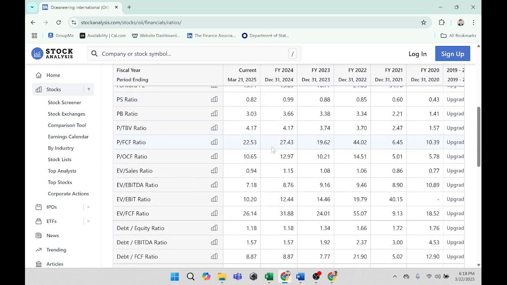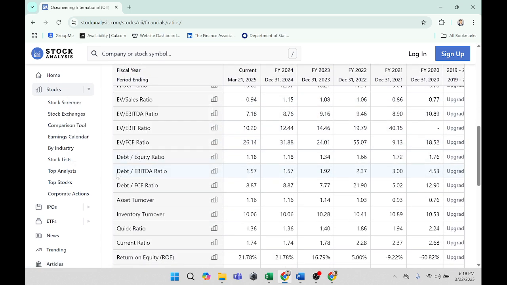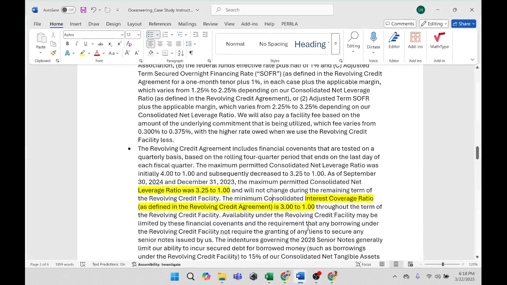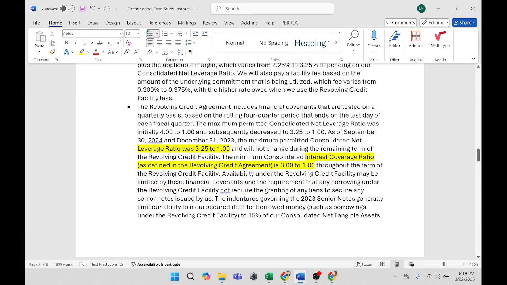You could even go to the ratio where they do it for you. Debt divided by EBITDA ratio. So this is how this ratio performs over time. I would say this is one of the most important ratios. Why is it? Because let me go back to the case study instructions. So these are the two ratios that we want the companies to follow.